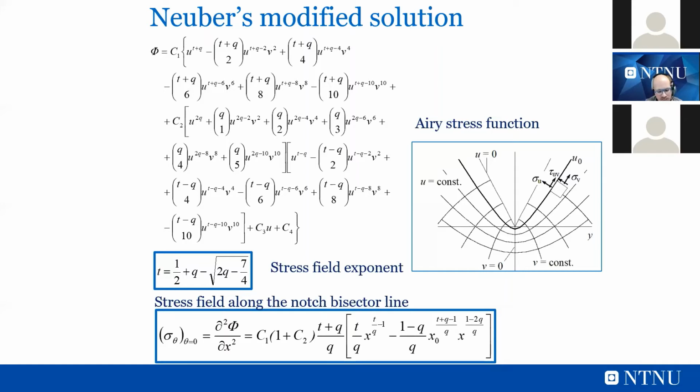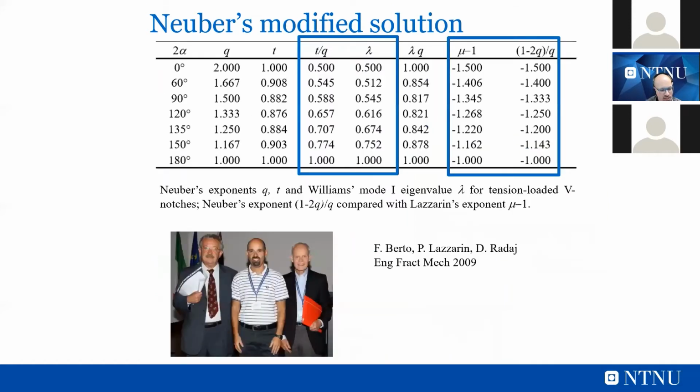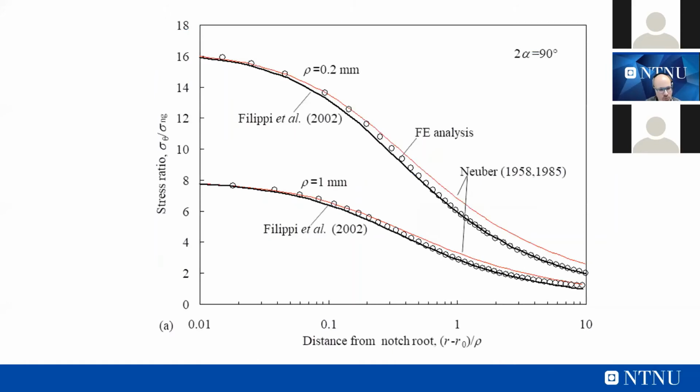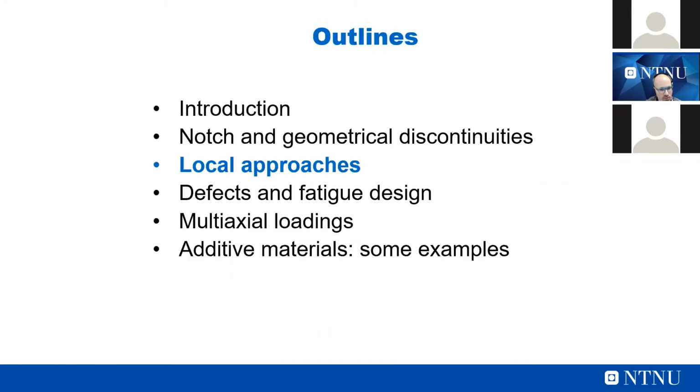But I want to make clear that Lazzarin and Tovo is not the only solution available. There is also the Neuber modified solution that I developed with Professor Lazzarin in 2003. After that, we published six years later with Professor Radaj in 2009. We proved the equation and compared the original equation from Neuber dated 1958 with the equation that we modified, showing that actually our equation was working very well.